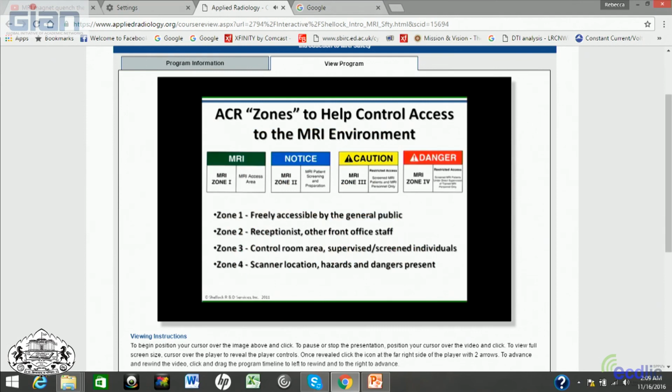MRI facilities may also implement the zone technique with posted signs and physical barriers or other methods to control access to the MRI environment. Zone 1 is the area that is freely and readily accessible by the general public. Zone 2 is typically the place where the front office staff or receptionists are located. Zone 3 is the control room area, and importantly, only personnel, patients, and other individuals supervised by MRI safety-trained personnel are allowed in this area. And finally, Zone 4 is where the scanner is located.